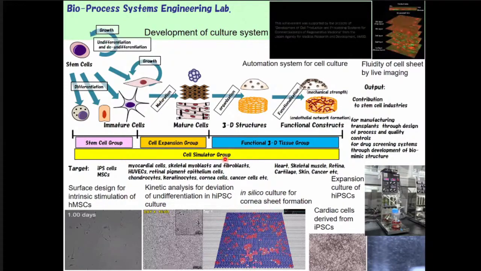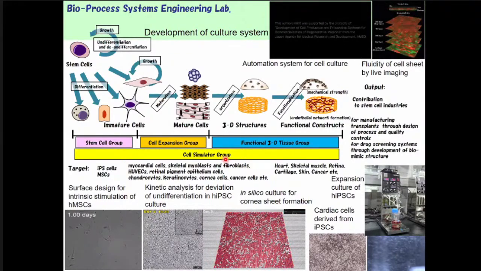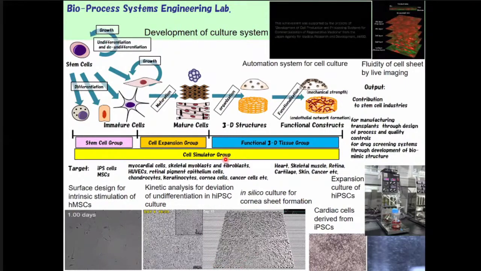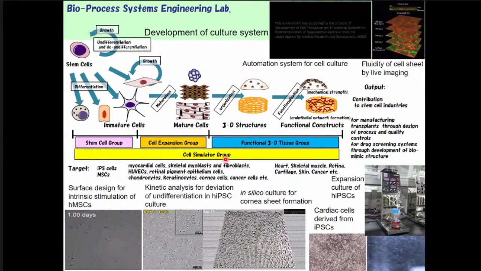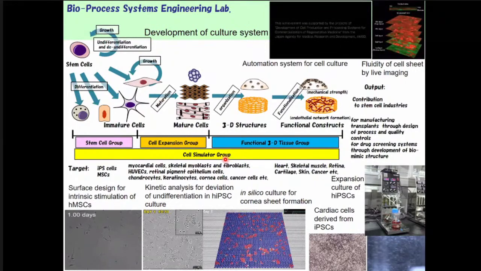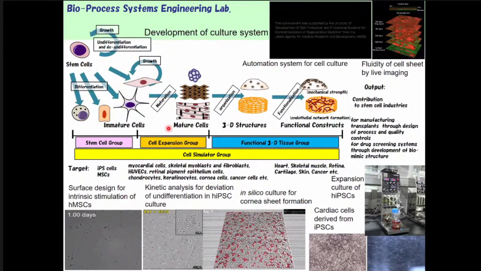So that means the in silico culture, because I don't like the culture. My student, my staff cultivate. I don't like to cultivate. That's a point. Okay. But first, maybe you understand my target. Target is this arrow. It looks like the kinetics from material to the final product.